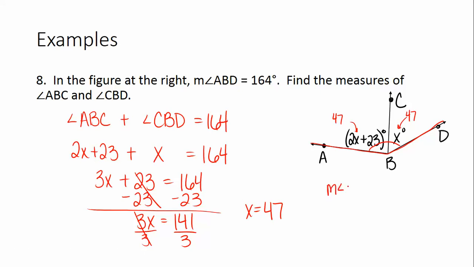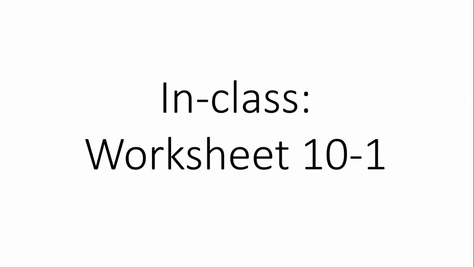So the measure of angle ABC is going to be 2 times 47 plus 23. That's 117. And the measure of angle CBD is x, which is 47. So always remember that once you've found x, oftentimes you need to go back and actually figure out what the angle measures are. Other times I might just ask you to solve for x. And in class we'll work on worksheet 10.1.